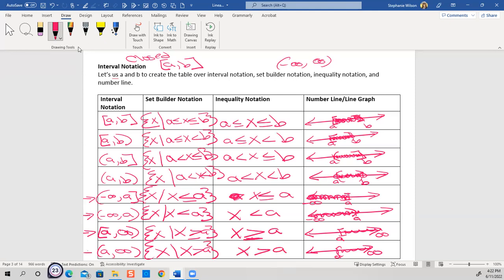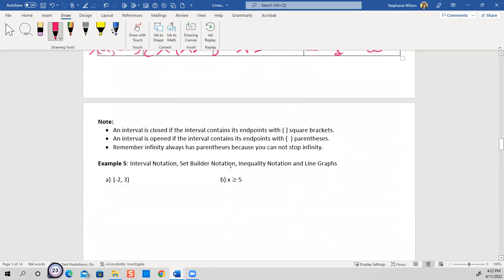But this last one here, it's open on A, so I would not have the equal sign. Again, closed means we're including that point and you put a bracket. Open means we're getting as close as we can to that point without including it. Also, infinity is open. Negative infinity is open, meaning we cannot stop on it.